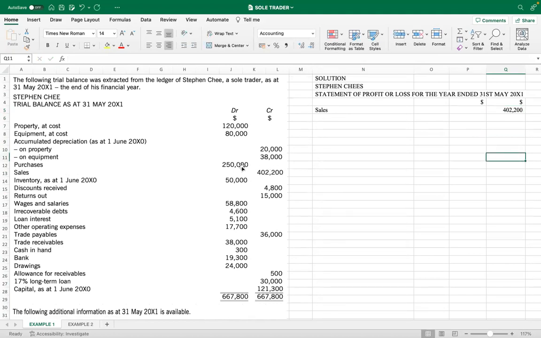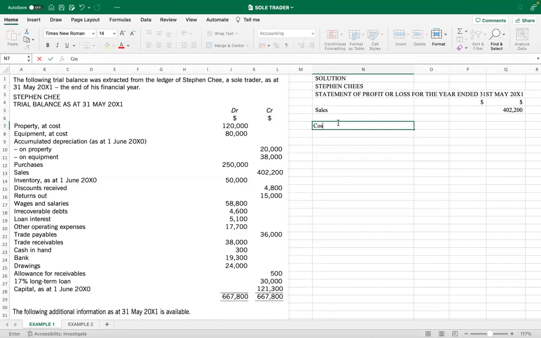Now we check if there is any sales returns inwards. So let's check for return inwards. Is there any? There is return outwards. Okay, there is no return inwards. So because there is no return inwards, next we go and get the components of cost of sales.